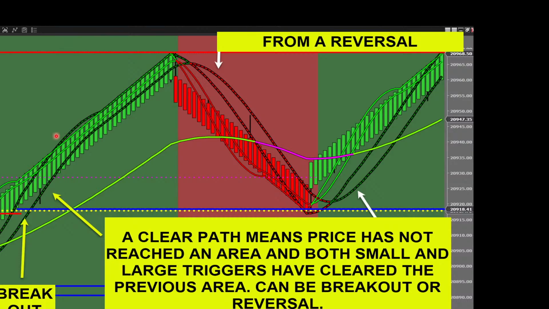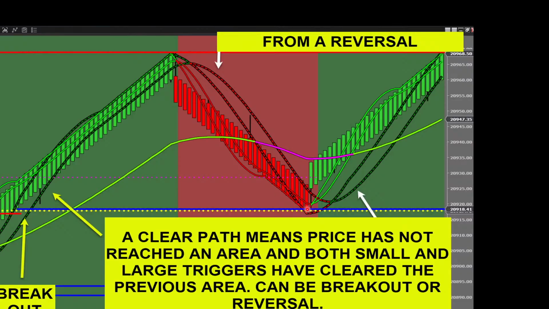And once it breaks out, guys, if you have momentum, you're going to look for opportunities. And you're hoping that that breakout takes you to the next key area. You can also get a clear path from a reversal. Price reaches Fibonacci resistance, guys. You have to wait for the reaction. Is it going to break or is it going to hold? Well, if it doesn't break, it means that it held. And it means that your large triggers are going to roll and your small triggers are going to turn. And guys, as long as you're not hitting one of those horizontal lines, you have a clear path from the reversal. And that path remains clear until you reach the next area.